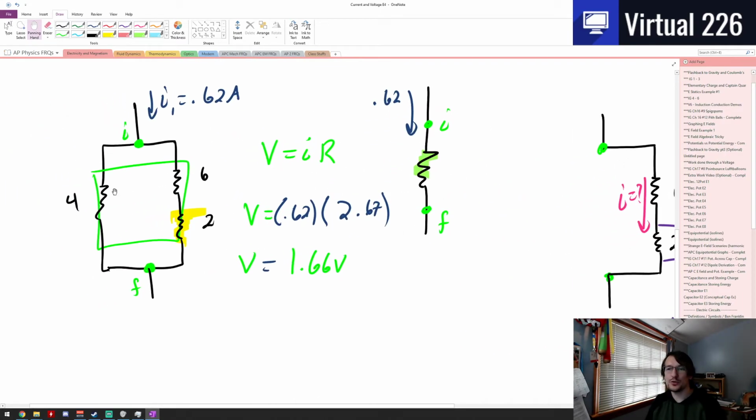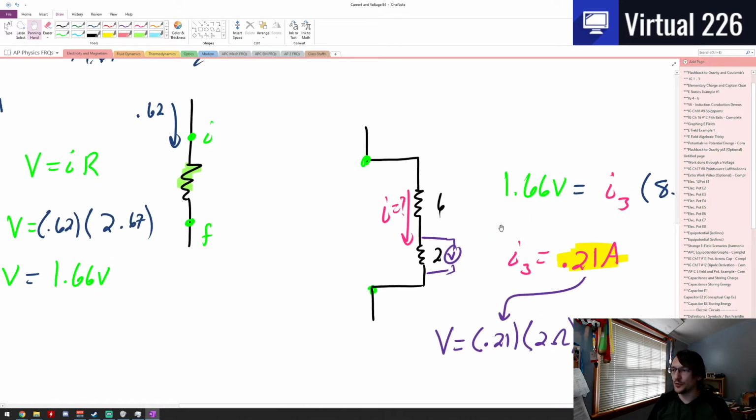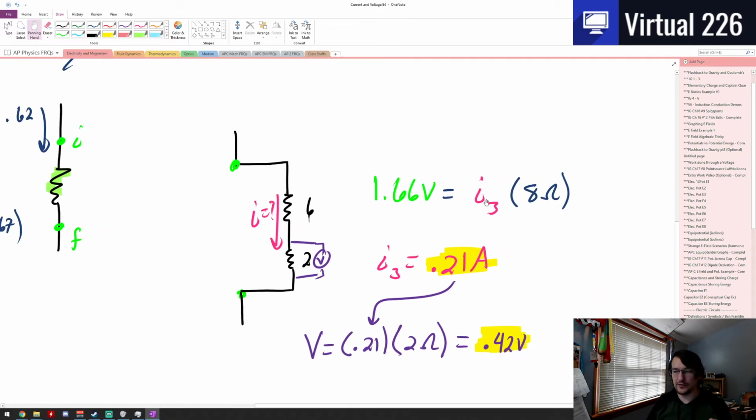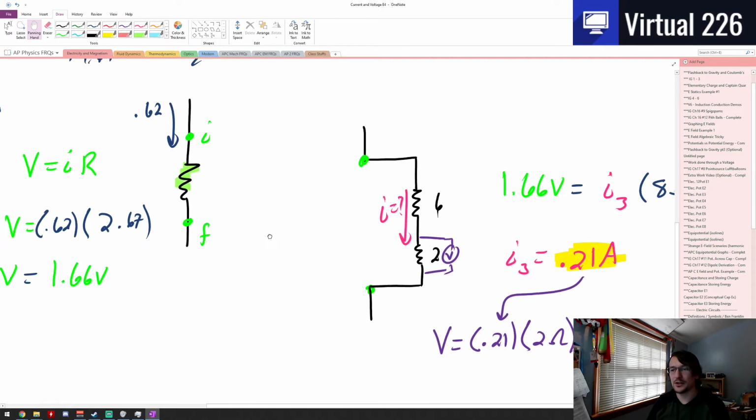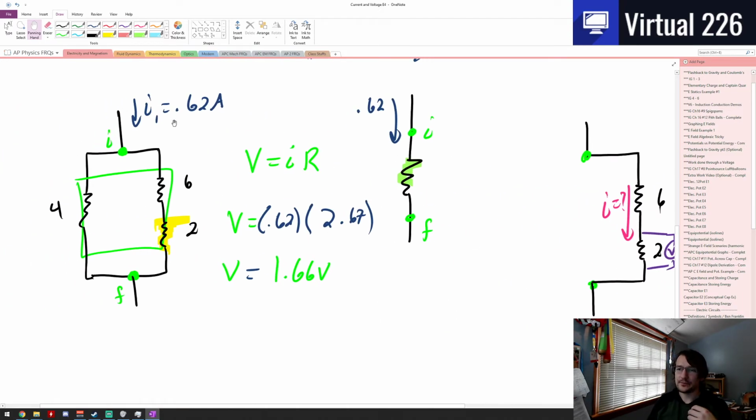If we wanted to do this for the 4 ohm resistor on the left side, we would calculate the current running through it. We could go back to this idea of the voltage equals the current through the left side times 4 ohms, and we'd find that current on the left. If we did that, we would find that current to be about 0.41.